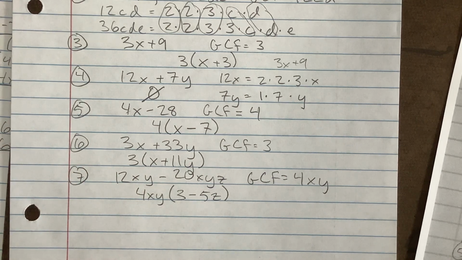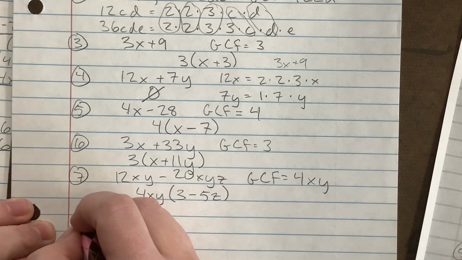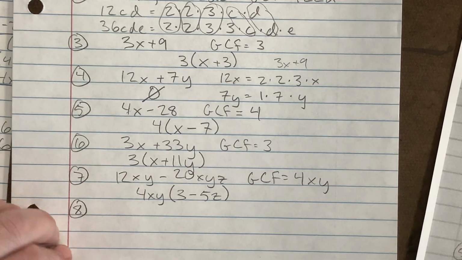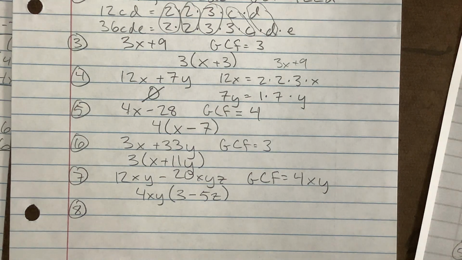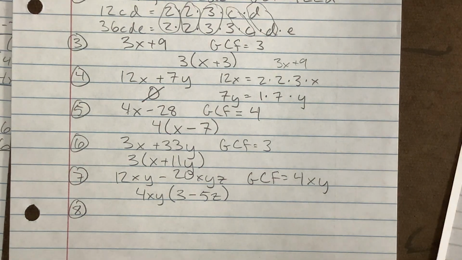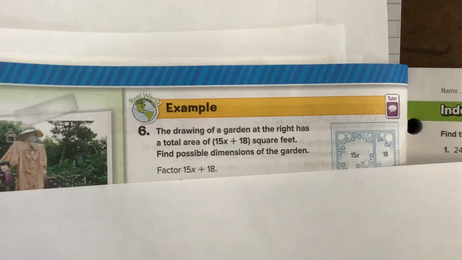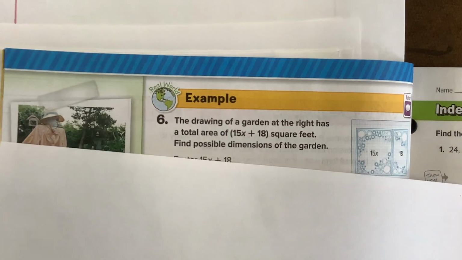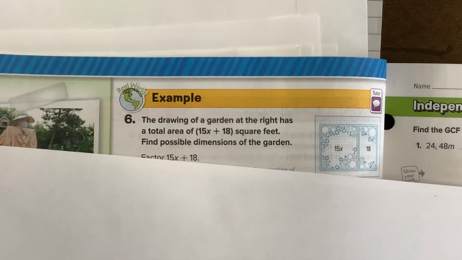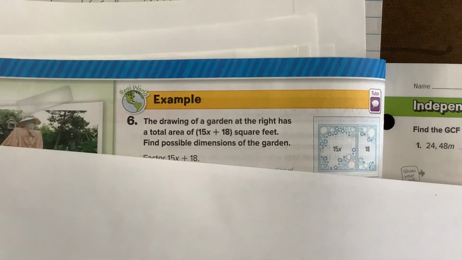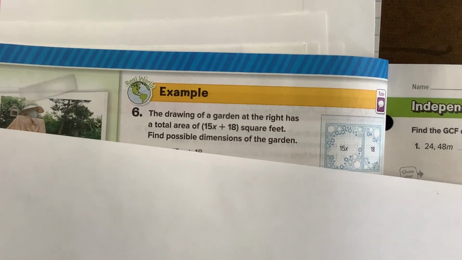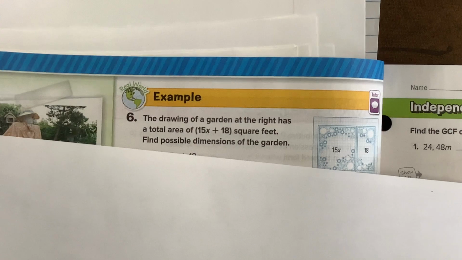Okay, and again, you can always multiply this term back through to make sure you get back to where you started. Okay, and then the last one I want to do with you, because there's several story problems on the assignment, so I kind of want to explain to you what those look like. So you can see the story problem here with me. It says the drawing of a garden at the right has a total area of 15x plus 18 square feet. Find possible dimensions of the garden.